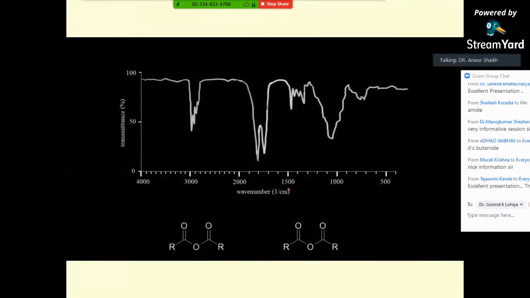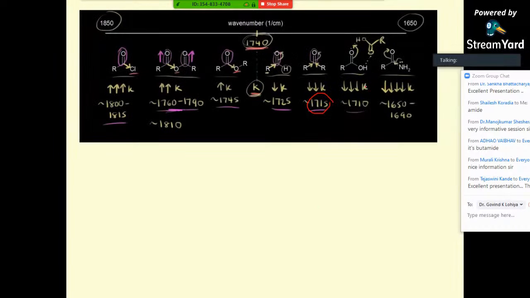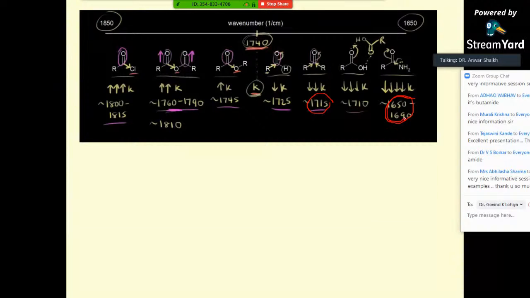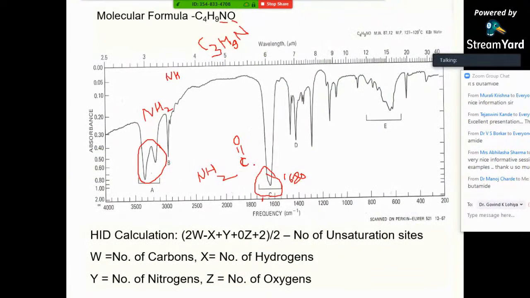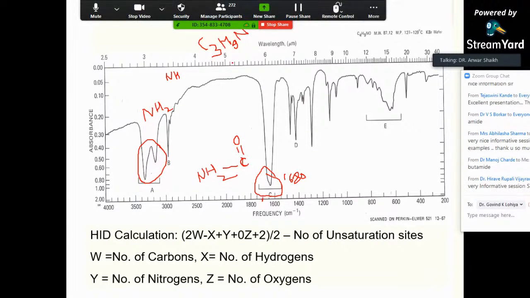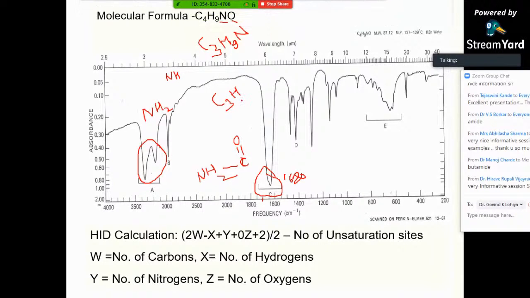Another thing is that this C double bond O is appearing at 1680. Just go back and tell me, for amide, it is the lowest of all the C double bond O values. So that C double bond O and NH2 we can combine, so we get this fragment. So amide is the functionality there. We can subtract this NH2 from the formula, so we get C3H7 remaining, and that C3H7 is nothing but our aliphatic group.